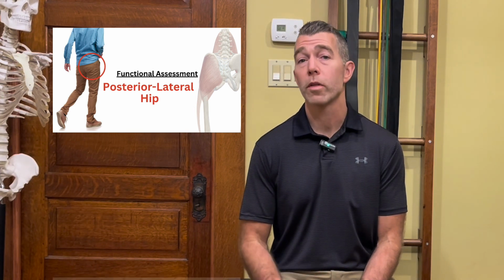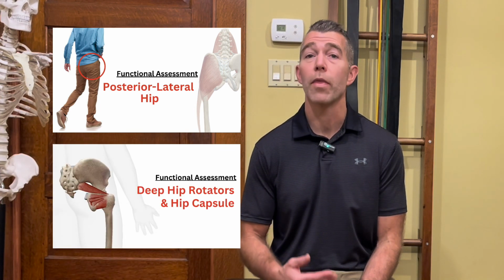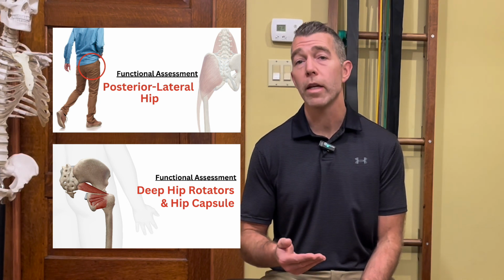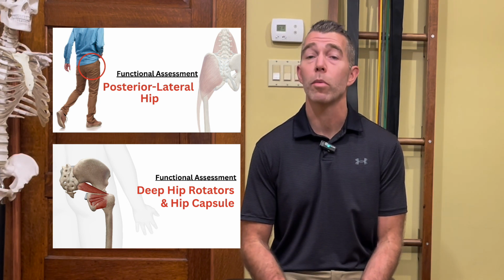Then in accompanying videos, I will review the tests that we would use to assess the posterior lateral hip, which would include the gluteal muscle group, as well as how to assess the posterior hip capsule and the deep rotator muscles of the hip. And I will add links to those videos in the description below for this video. So with that said, let's review how to assess the anterior hip.